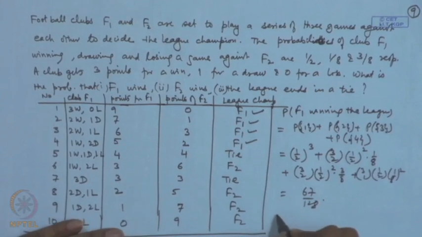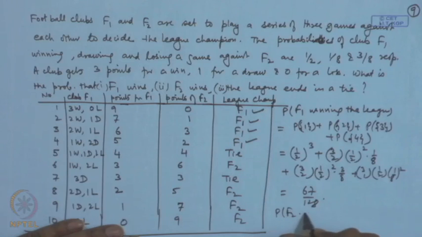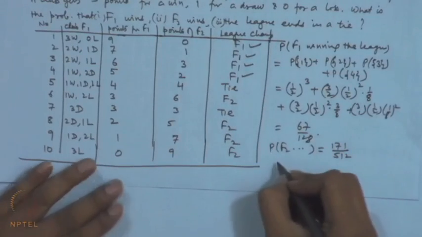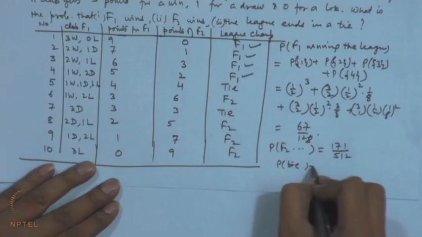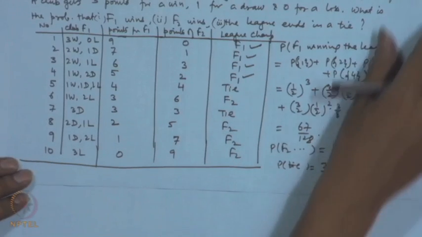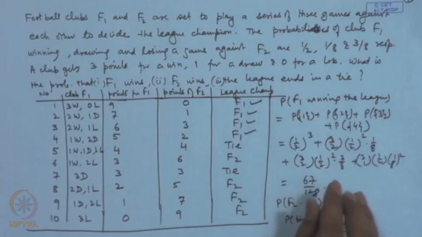Now, similar way we can calculate what is the probability of F2 winning the league, that turns out to be 171 by 512 and probability of the league ending in tie, that will be equal to 73 by 512. So, we have given several examples of solving probability problems using the axiomatic definition. In the following lecture, I will be explaining the concept of random variables and probability distributions.